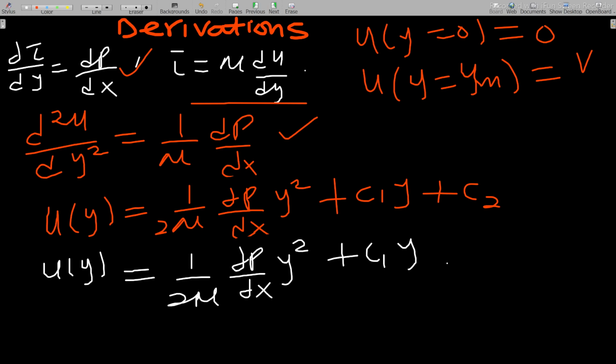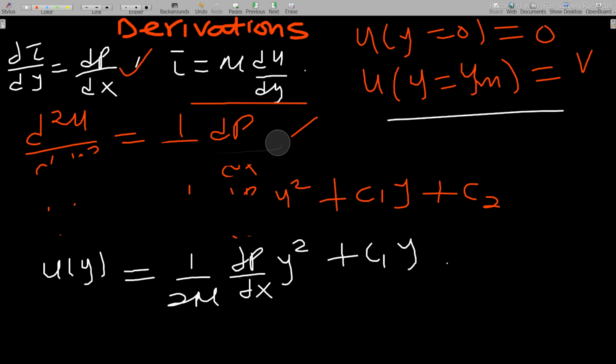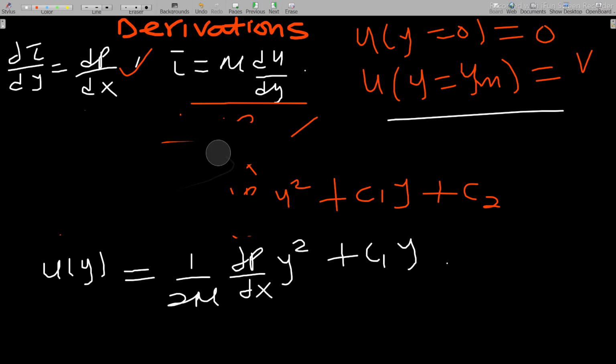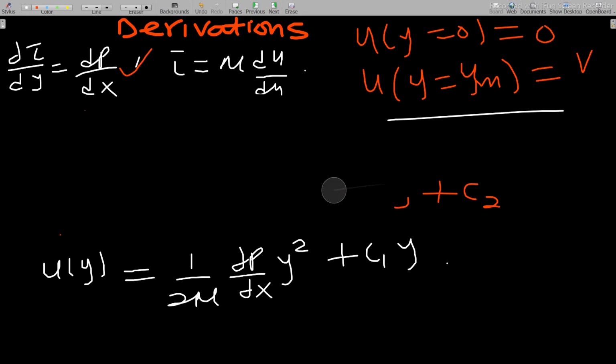Let's come and consider the second condition here. Y max, u of y max equals v, okay? All right, so let me erase this part and put it there, okay? Going through the process to derive your u of y, I hope you can do, because we discussed it in our third lesson, okay? So you can check up on that and then derive it yourself.